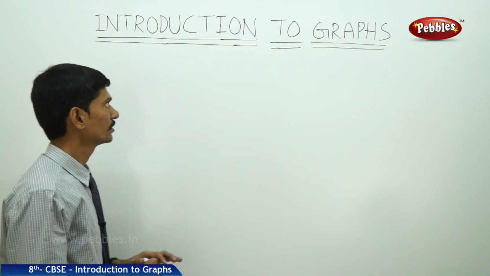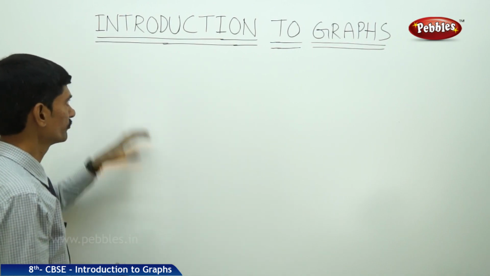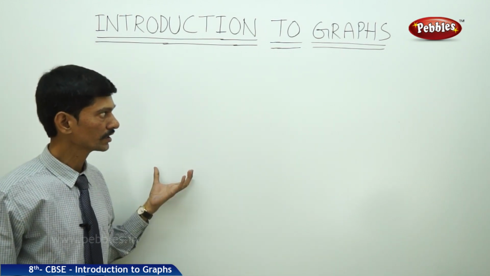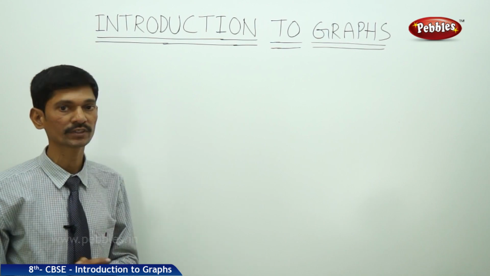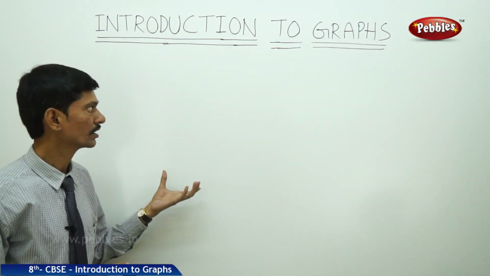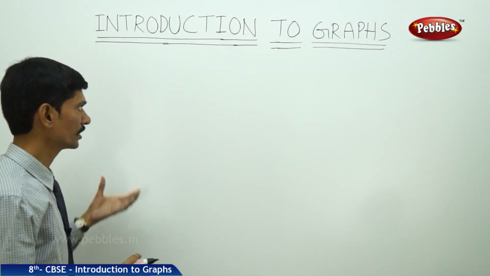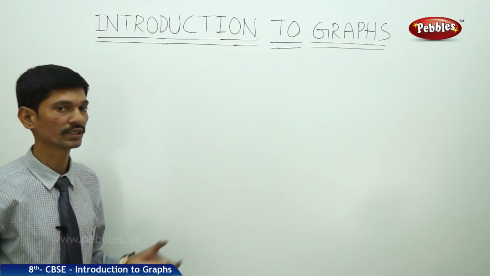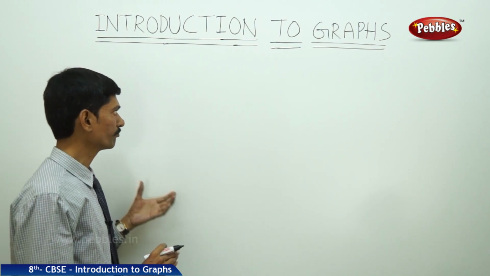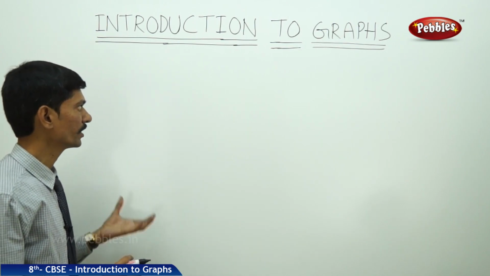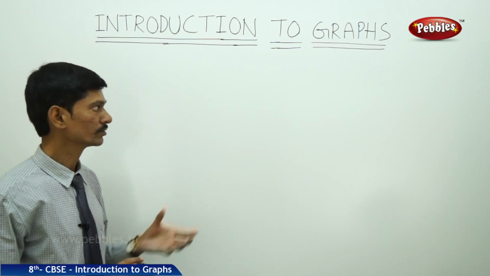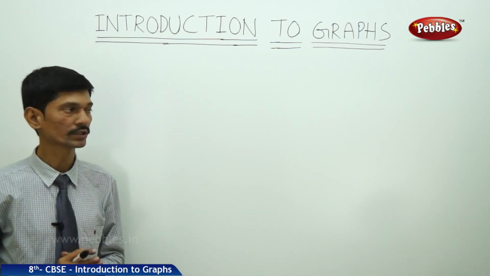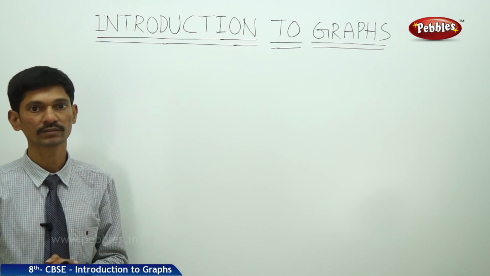So actually graphs are visual representations of numerical facts. The data can also be represented in the form of a table, but a graph, the graphical representation of any data, we can understand easily. And if you want to make any comparison or see a trend, graphs are very helpful to us so that we can understand easily.